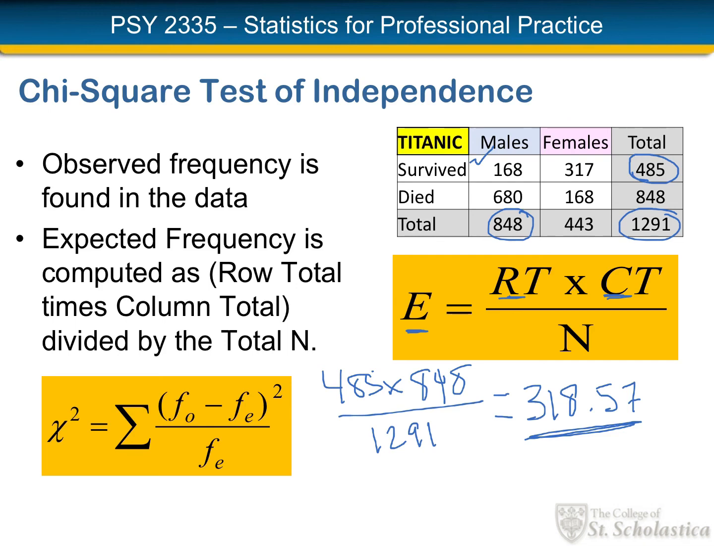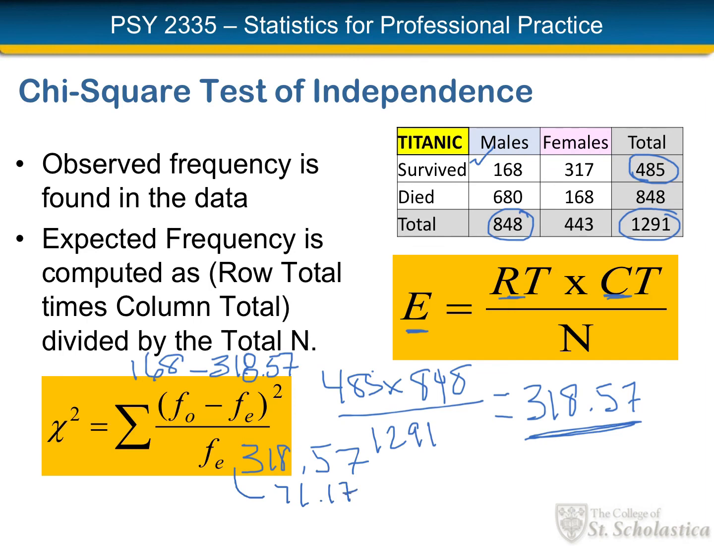So when I go over to compute for that one cell, the part of my chi-square statistic, I'm going to take the 168, I'm going to subtract the 318.57, and you can see why we want to square it, because I'm going to get a negative number, and then I'm going to divide by that expected, which is the 318.57. When I do all those calculations all the way through, I get 71.17. It goes on for a few more digits, but that's good enough.